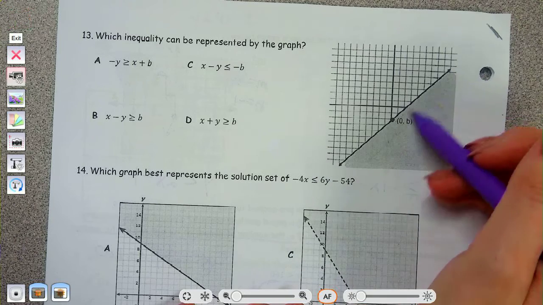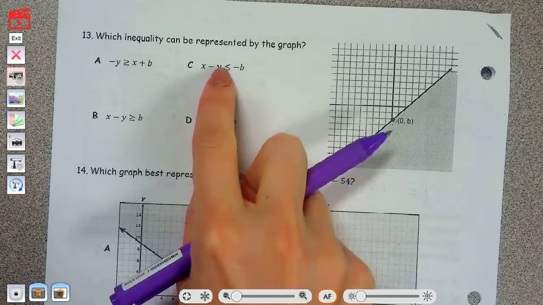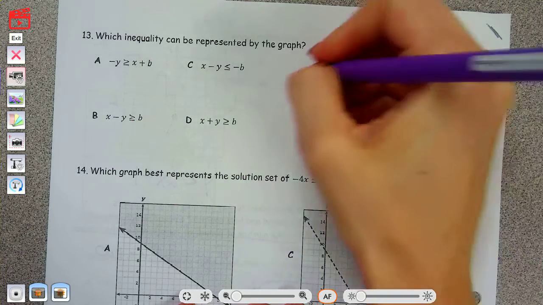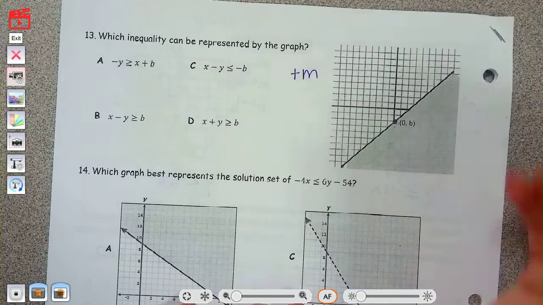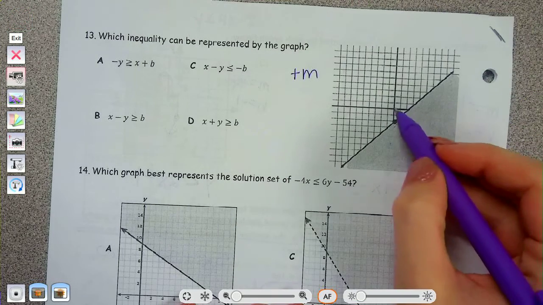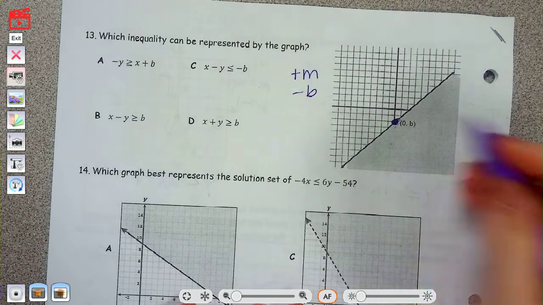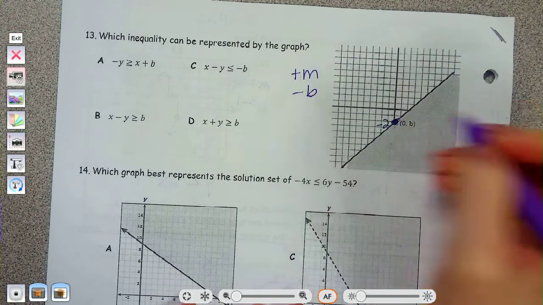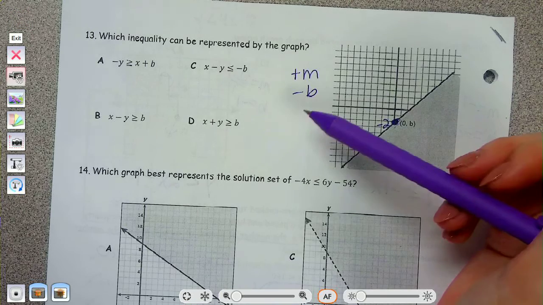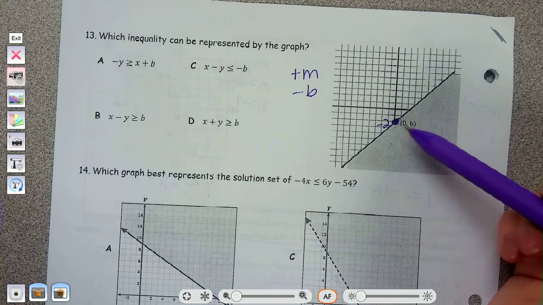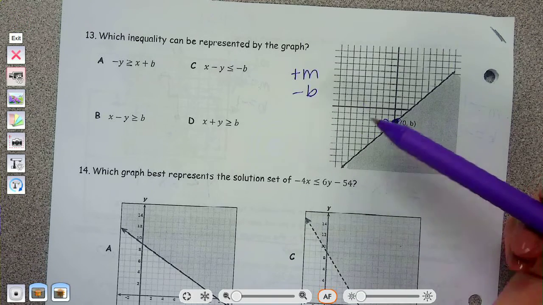We know that it's a solid line. We'll look at all of our signs. They're all solid lines, so we can't delete any of those. We have a positive slope, a positive M, but then look at our B. We need a negative B because it is under here. It's negative 2, right? Well, the B is not going to be negative 2. It's just going to be a negative number.